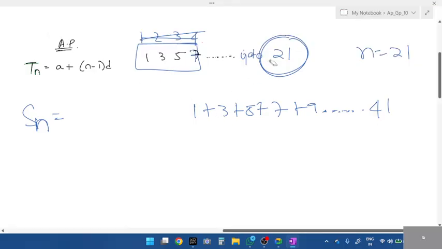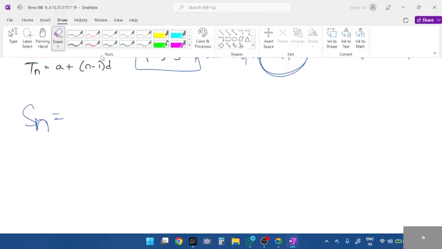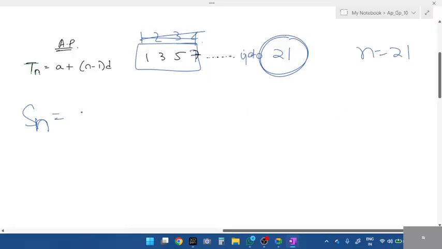Right? Here they won't give 41. Instead of 41, they have given 21. 21 terms, which means up to 21 terms. N is equal to 21. Tell me the S of n formula, students. Check your notes and tell me, what is the S of n formula?